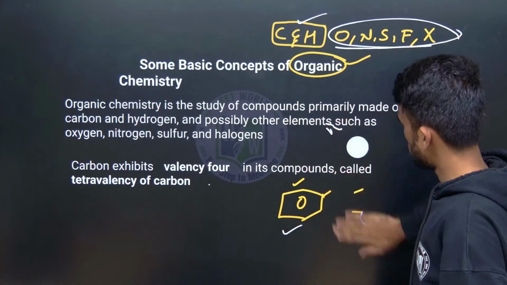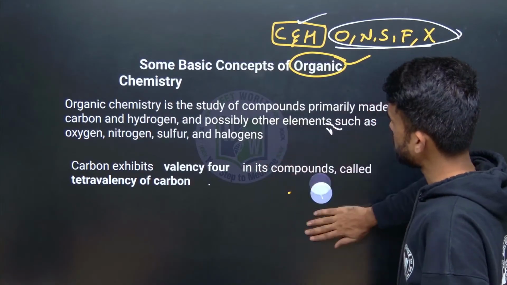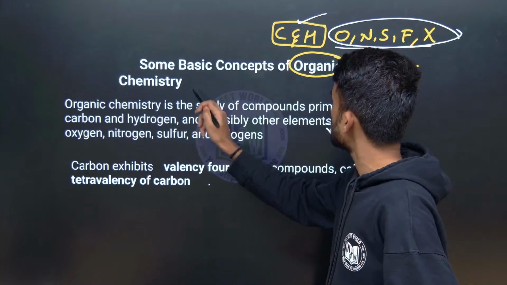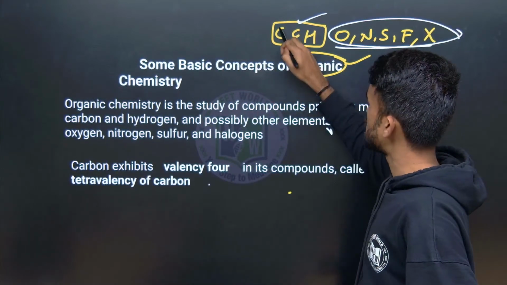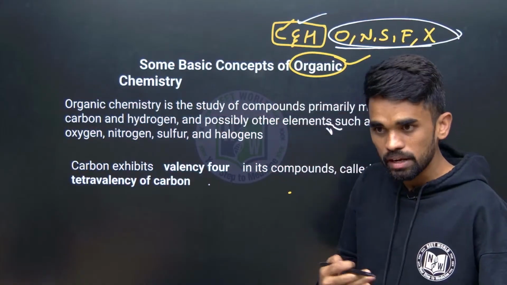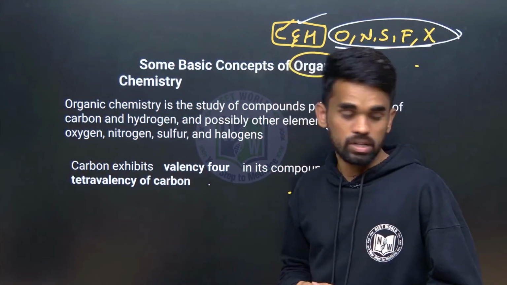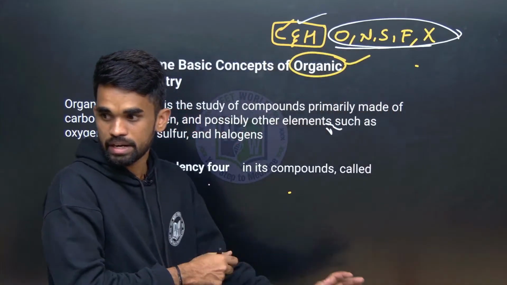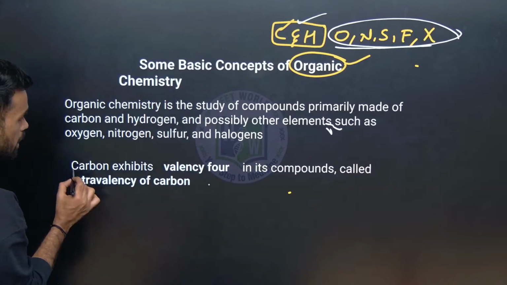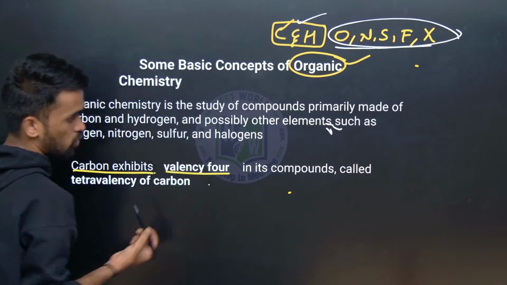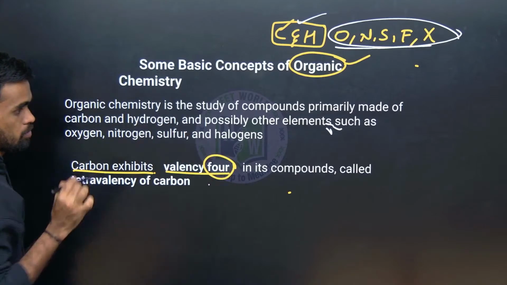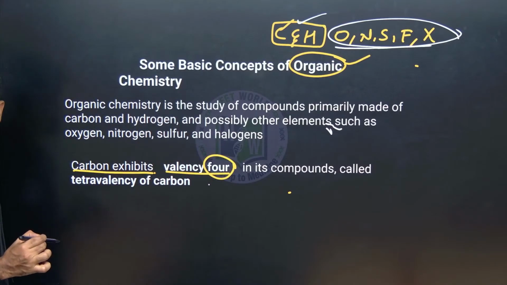Next, let us study carbon. Since we know that in organic compounds we have majorly carbon, we need to discuss a little more about carbon so that we can understand the chemical reactions shown by carbon very easily in organic chemistry. Carbon exhibits valency 4. What is the valency of carbon? This is the maximum valency shown by carbon. So why are we saying it is 4 only?